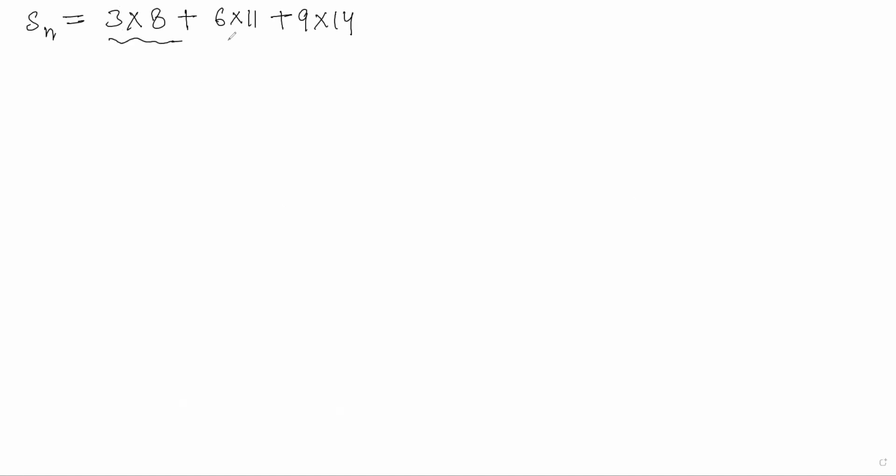Again, break it into two parts. First part is 3, 6, 9, going on as the multiple of 3. And second part is 8, 11, 14, in that way. There is no term in the denominator, so it's not a different series, first of all.